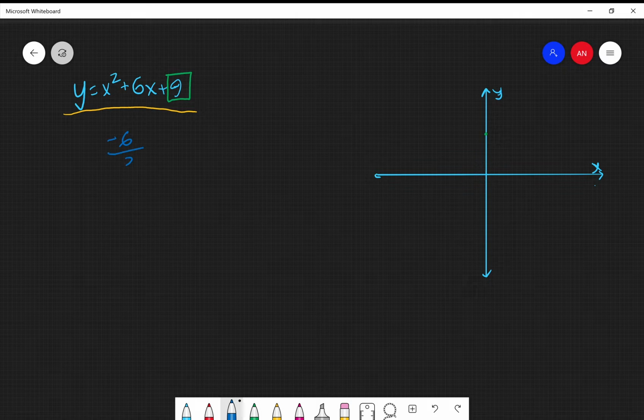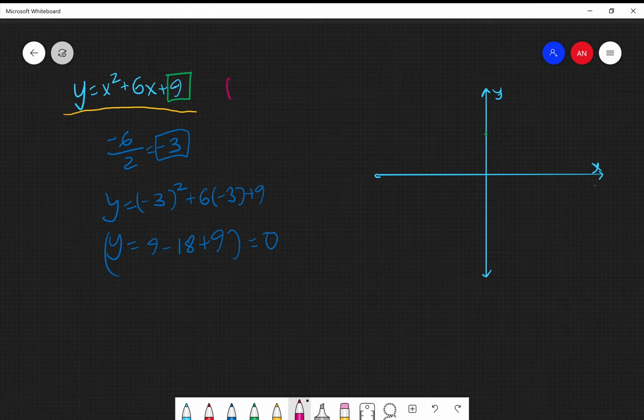Negative 6 over 2 is equal to negative 3. Plug in negative 3 to the original equation. y is equal to negative 3 whole squared plus 6 times negative 3 plus 9. Simplify it, y is equal to 9 minus 18 plus 9. And this whole thing is just equal to 0, because 9 minus 18 is negative 9, plus 9 is 0. So the value of our vertex is (-3, 0).